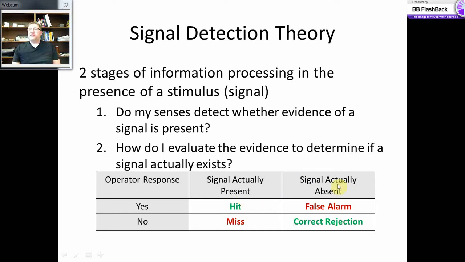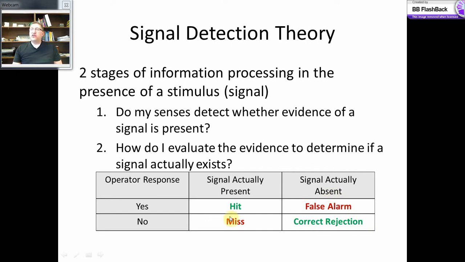The opposite is there is no signal, and the operator correctly realizes there's no signal. So in other words, the operator does not respond. So the operator does a check to see if there's a warning light. There's none. And the operator says there is no warning light. That's called a correct rejection. In other words, I correctly recognize that there is nothing, there is no signal, there is no issue.